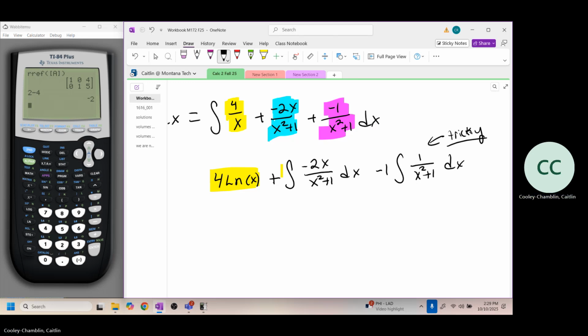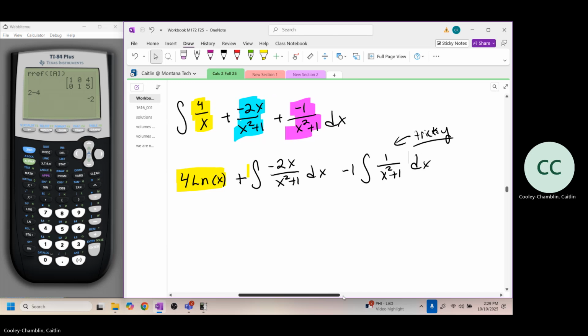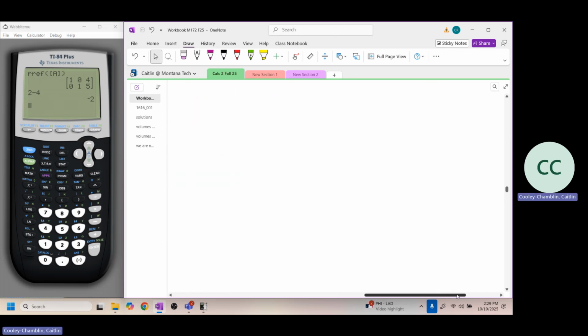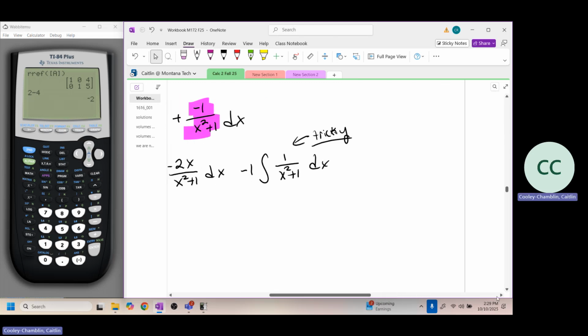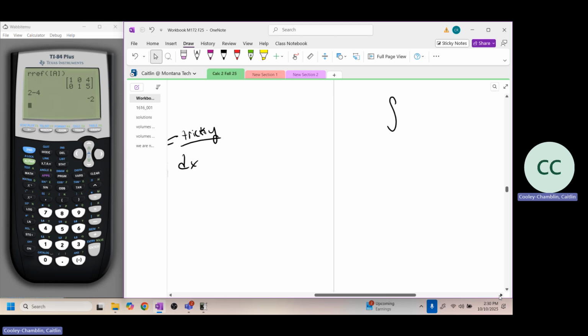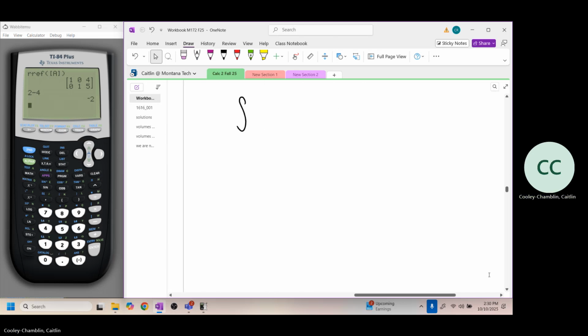Okay, so I'm going to go way off to the side. I'm going to do some scratch work, and we are going to do the integral. Sorry, I've forgotten it. Of -2x over x squared plus 1 dx.